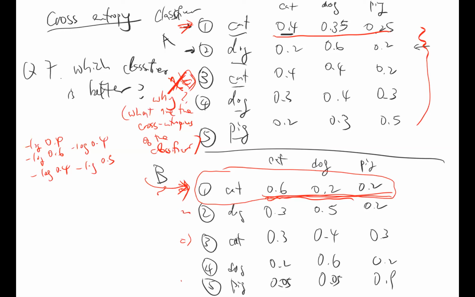And the second one is minus log 0.6, and dog minus log 0.5, and cat minus log 0.3, and dog minus log 0.6. The pig is minus log 0.9. Yeah, this one is 5.7, by the way.